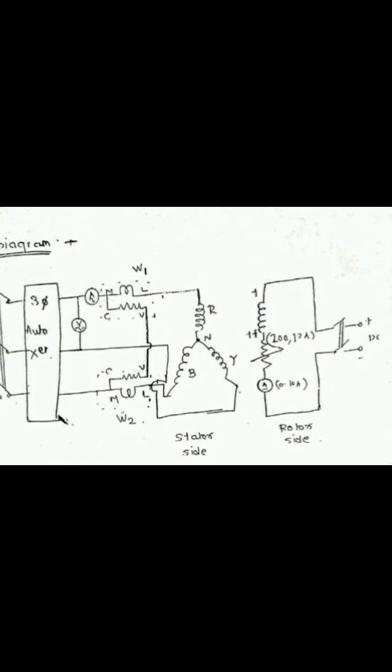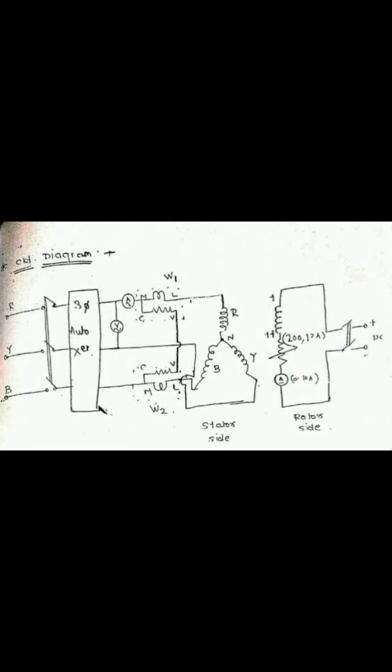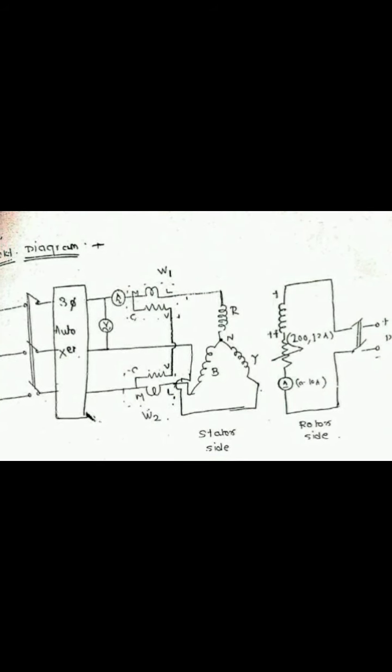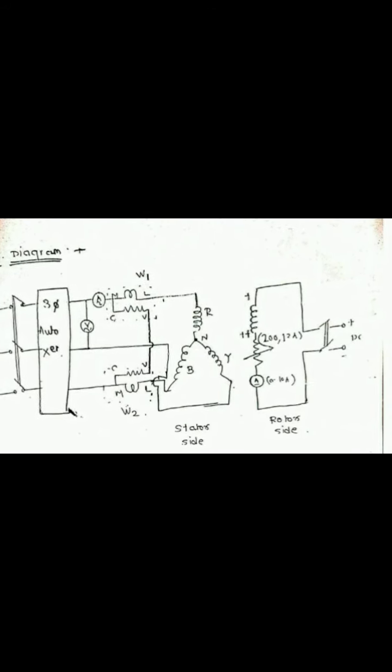So this is the ICTP, that is, the ironclad triple pole switch. This supply is given to the three-phase autotransformer. After the three-phase autotransformer, for measurement of voltage, we connect one voltmeter across any two phases, and for measurement of current, we connect one ammeter in series with any of the phases. And as shown in the figure, there is a connection of the ammeter in the R phase.